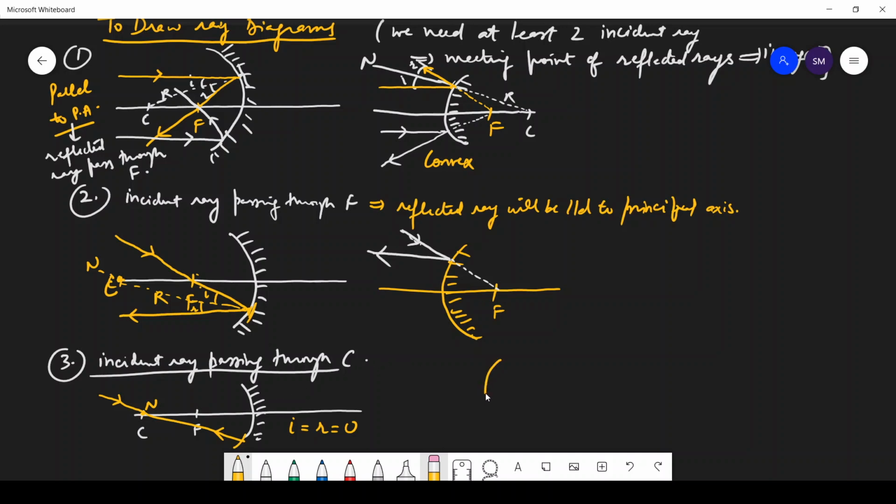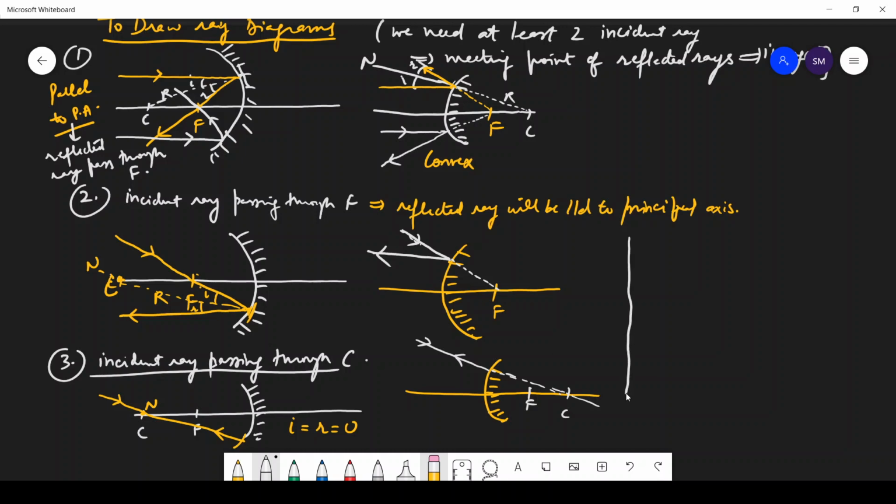And now if we take the convex mirror, then the focus and center of curvature are behind. So the rays appear like they're passing through the center of curvature, and they will be reflected back. So in this case also, the angle of incidence is equal to the angle of reflection.